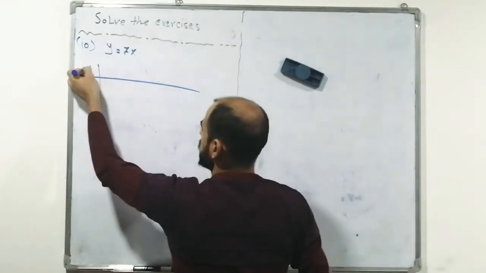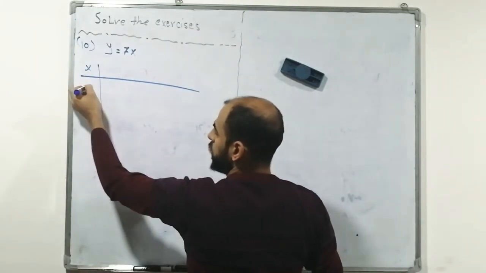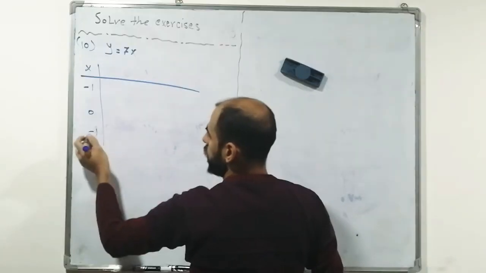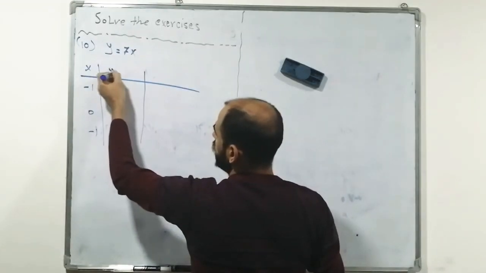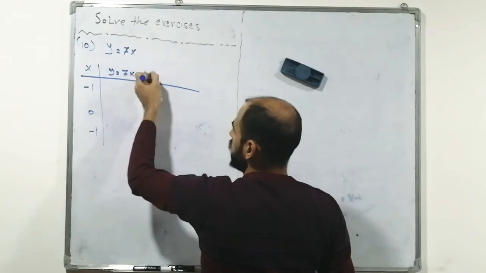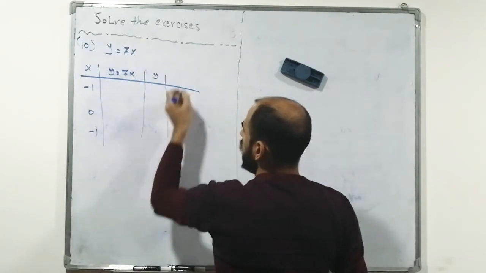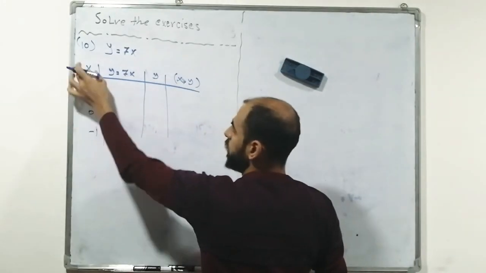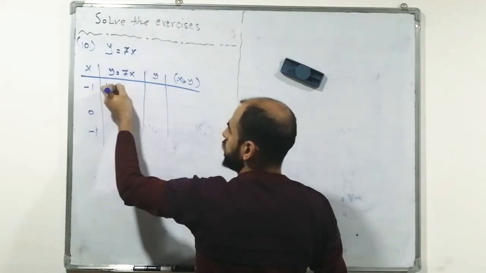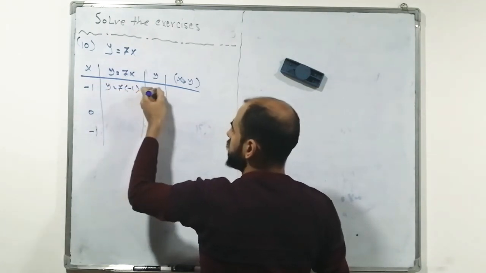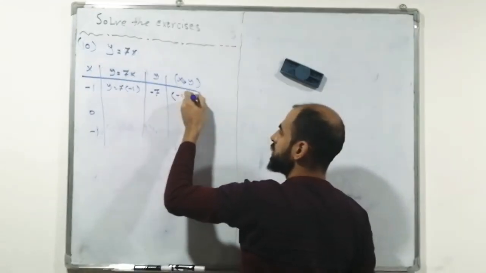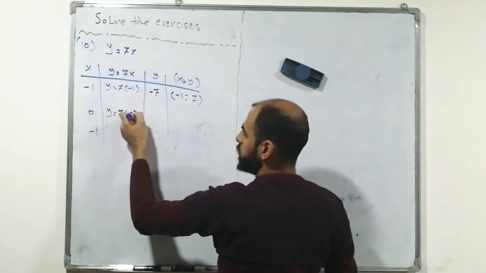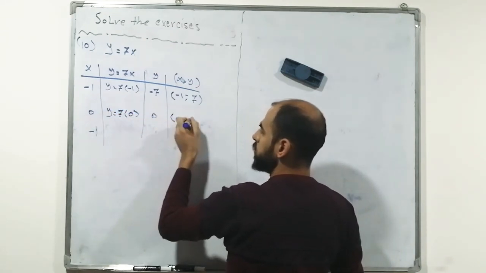with x values, which are the input values. We choose the input values -1, 0, and +1. The function rule, which is the linear function y equals 7x, and y, which are the output values, and the ordered pair x, y. Now substitute the value of x in the function rule. 7 by -1 is -7. So the first ordered pair is (-1, -7). Now substitute the second value of x. 7 by 0 equals 0. So the ordered pair will be (0, 0).